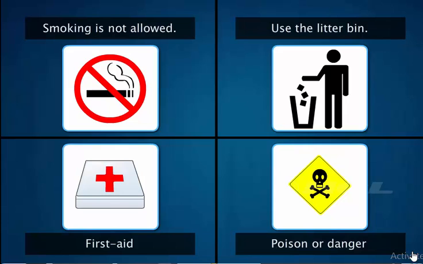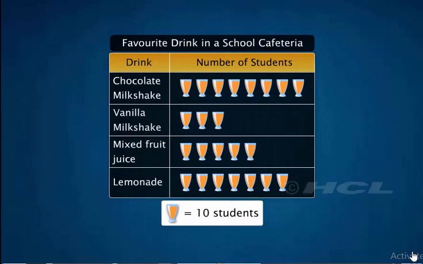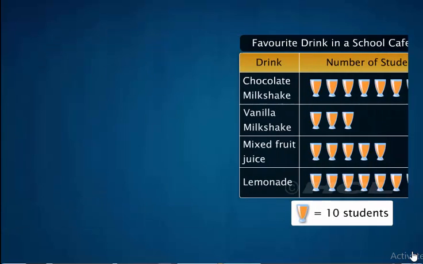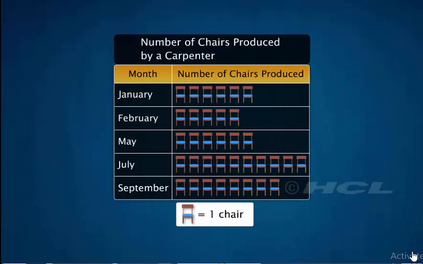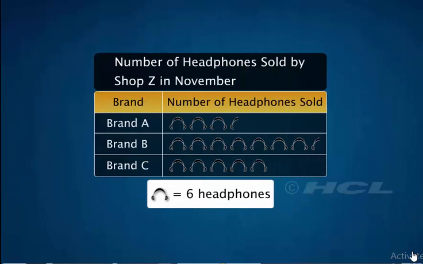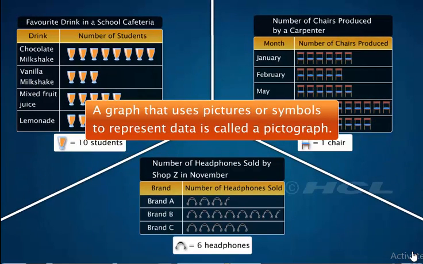You've seen some examples of how pictures are used to convey important messages. You can also use pictures to represent different types of data, such as the results of a survey, or number of units produced, or number of items sold. This representation of data through the use of pictures is called a pictograph.